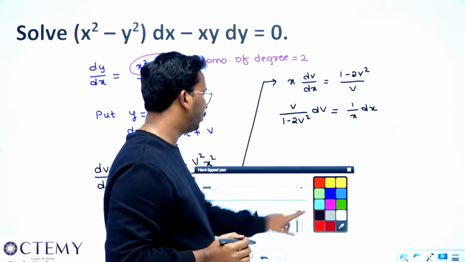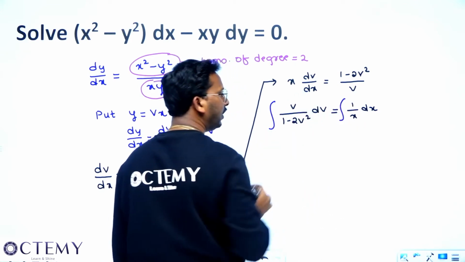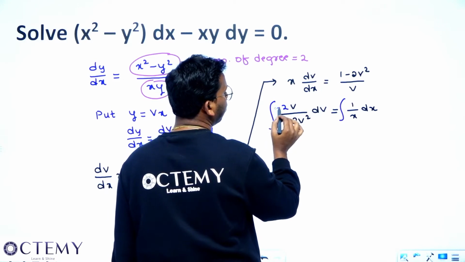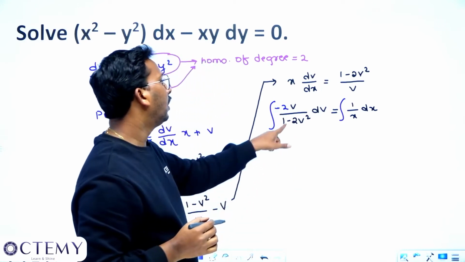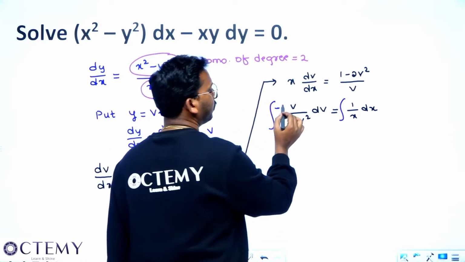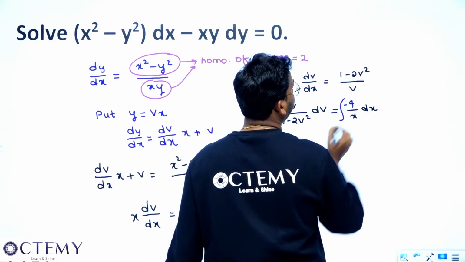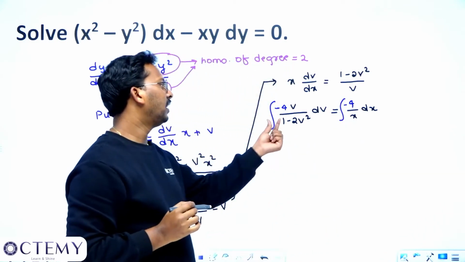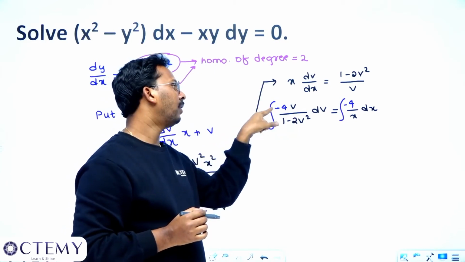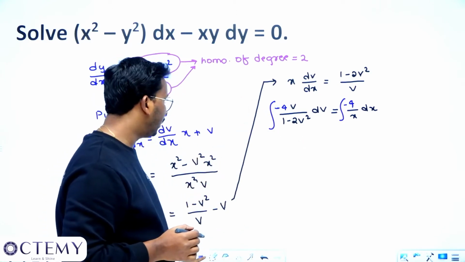Now what you have to do? Now you simply do the integration. So you will write integrate. When you integrate it on both sides, see, sir, can I write it as minus 2 here? Yes, sir, I can write minus 2 here. In fact, you can write minus 4, sir. And here also I am writing minus 4. Why I am writing like this? Because the differentiation of this is what? 1 minus 2v square differentiation is 0 minus 4v dv, right? So the differentiation of the denominator is there in the numerator.